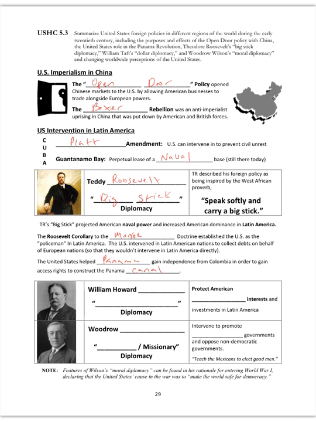Okay, under William Howard Taft, he practiced dollar diplomacy, which was all about protecting American business interests and investments in Latin America. And then Woodrow Wilson practiced moral, also known as missionary diplomacy, where he promised to only intervene to promote democratic governments and oppose non-democratic governments. Of course, he's going to intervene quite a lot in Latin America, especially in Haiti, and we're going to have some tension as well with Mexico.